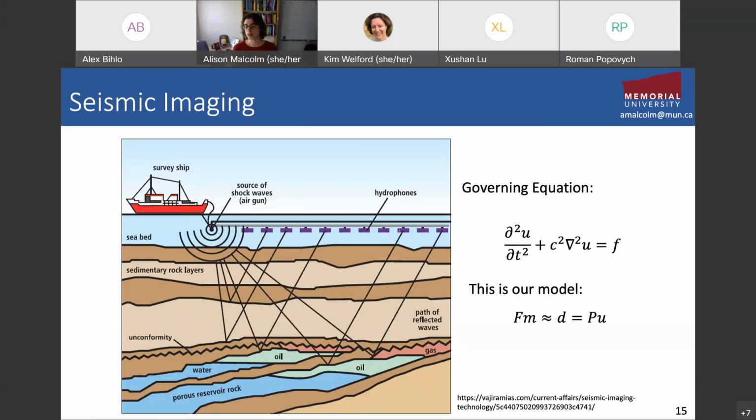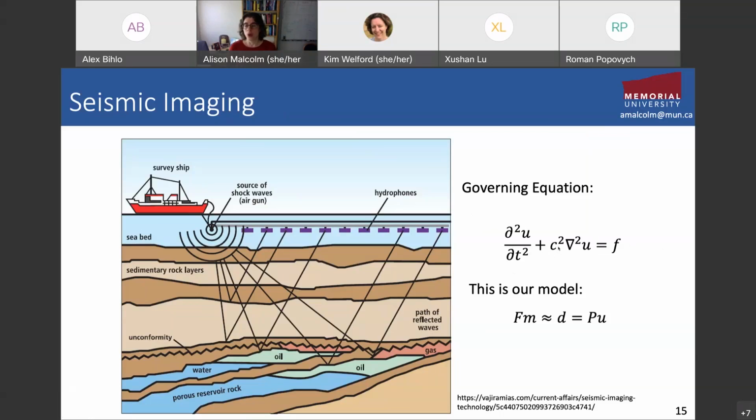And again, if you do this on land, you have trucks that shake to produce the source, and you have geophones, which are microphones essentially that we place on the ground or in the ground. The idea is that the waves go down and they reflect off the different layers in the subsurface, and then they're recorded by the hydrophones on the surface. We typically, though not always, use the acoustic wave equation, which you can see here, to model this experiment. So here's your source, F, your displacement field, U, and this is the wave speed. C squared is the wave speed of the subsurface.